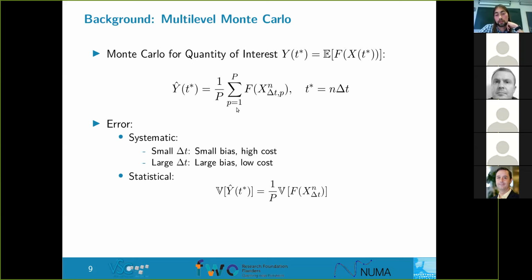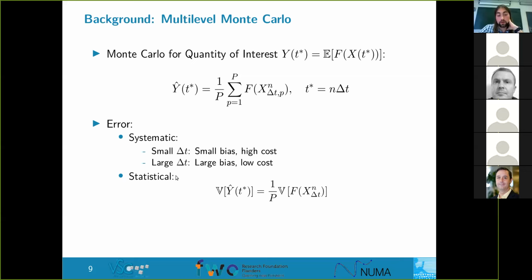Now, given we have a particle scheme, what we can do is just take p particles, simulate them until time t star with our time stepping method, and then apply the function to each one at a time and average over the results. This gives us a classical Monte Carlo estimator. Obviously, we have an error when we do this. On the one hand, there's a systematic error due to the fact that there is a fixed time step, a time stepping scheme. The smaller this time step is, the more accurate each trajectory that we simulate is, but the more expensive it becomes. The larger the time step, the cheaper the simulation for an individual trajectory, but the larger the bias.